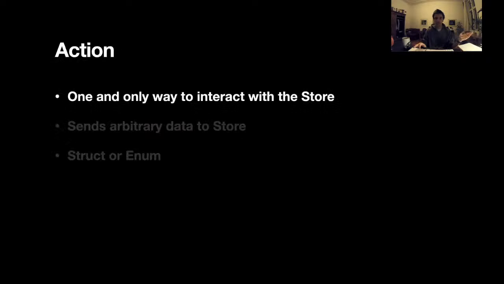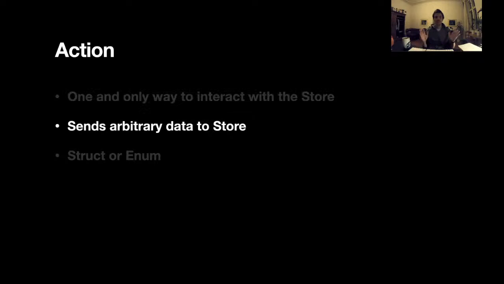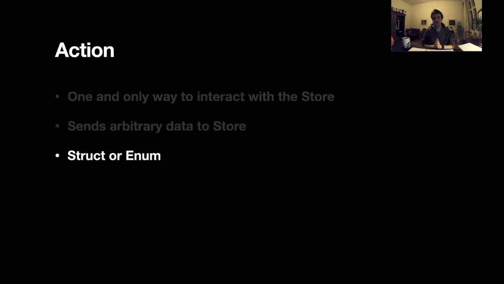So first we'll discuss what an action is. An action is the only way to interact with the store, right? So the view can only send actions, and any other subscriber or any other entity can only send actions to the store. This is the only way we communicate. And this action can consist of arbitrary data, and it's represented by structs or enums. You can of course use classes, but that doesn't make any sense.